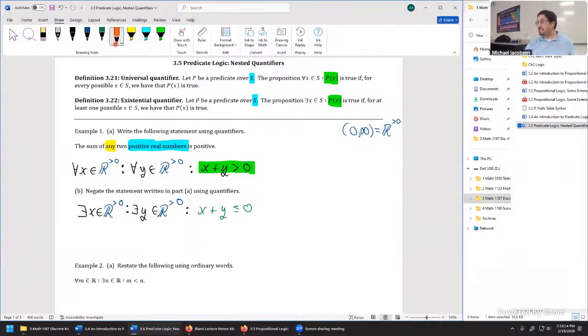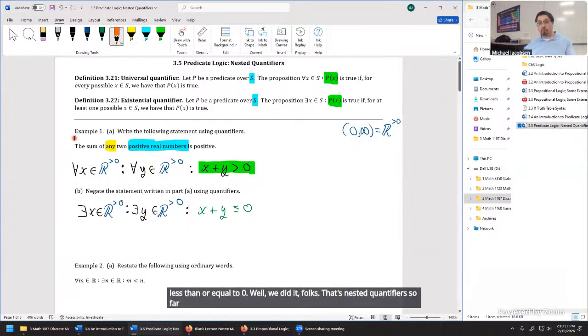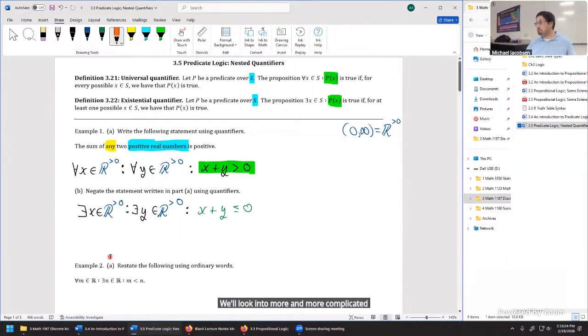Well, we did it, folks. That's nested quantifiers so far. Example 1 is kind of a more gentle tour versus the one we did in 3.4. We'll look into more and more complicated statements as we go. And by the way, this one's a true statement, that the sum of any two positive numbers is absolutely positive. So this one is true. We're just using properties of the field of real numbers to justify that at this point.